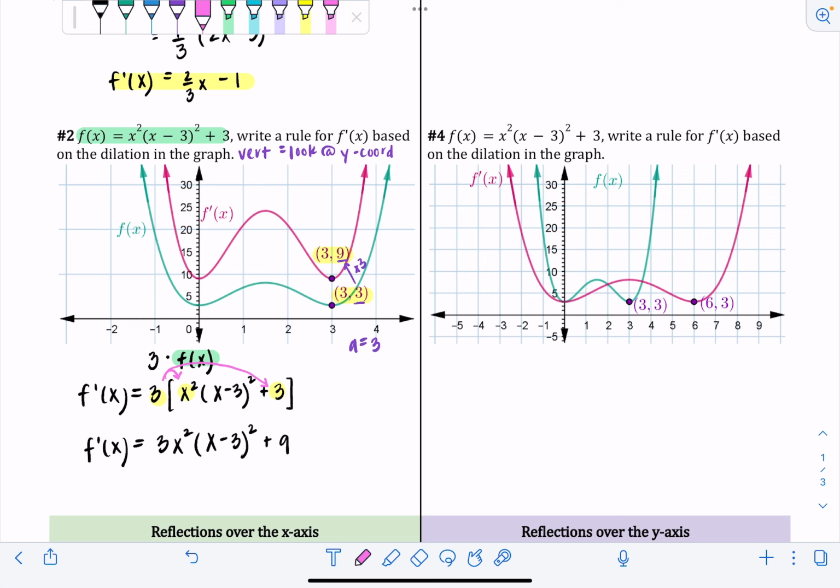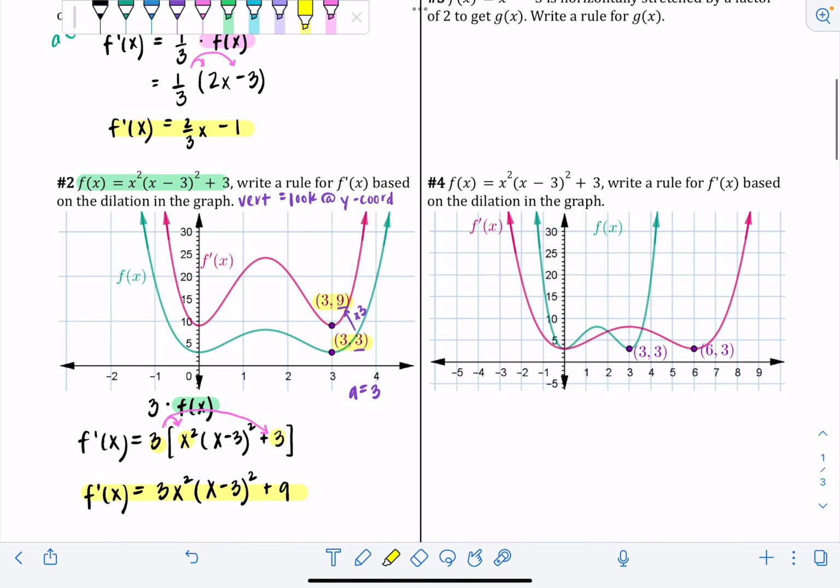Okay, and then one more time with the parentheses. This x squared is already being multiplied by the (x minus 3) squared, so if I put the 3 inside the parentheses as well, it's kind of like multiplying it twice, but it's just being multiplied by that entire term. Okay, so f prime of x equals 3x squared times (x minus 3) squared plus 9. And then we'll move on to number 3 on the right side of the page.